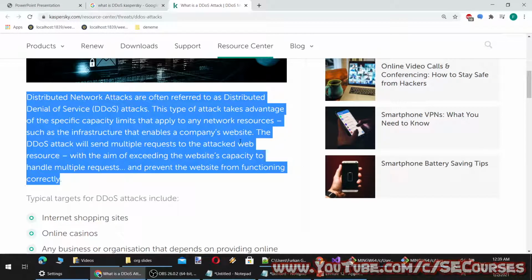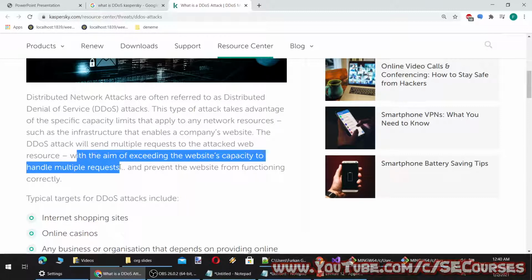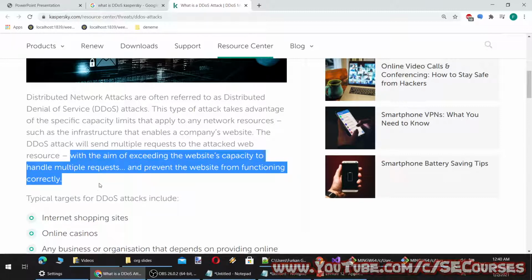Distributed network attacks are often referred to as distributed denial of service (DDoS) attacks. This type of attack takes advantage of the specific capacity limits that apply to any network resources, such as the infrastructure that enables a company's website. The DDoS attack will send multiple requests to the attacked web resource, with the aim of exceeding the website's capacity to handle multiple requests, and prevent the website from functioning correctly. Okay, this is the key point of a DDoS attack. The aim here is preventing that website from functioning normally by sending an excessive amount of requests.